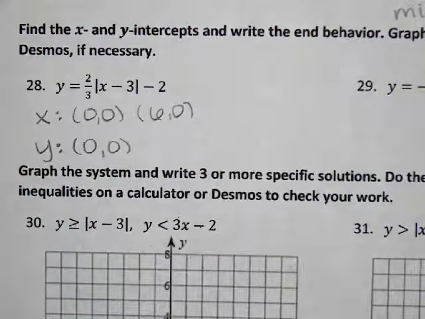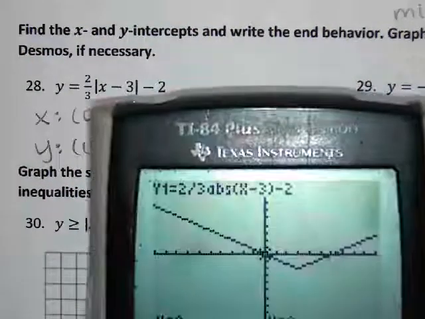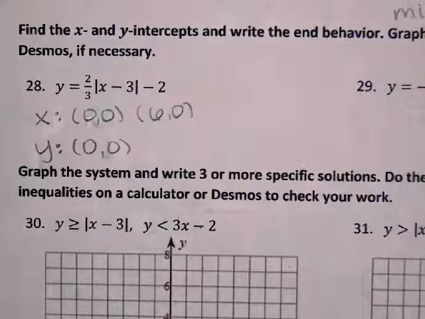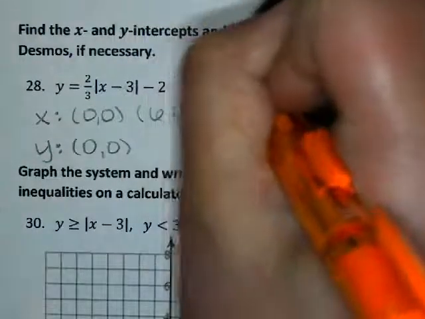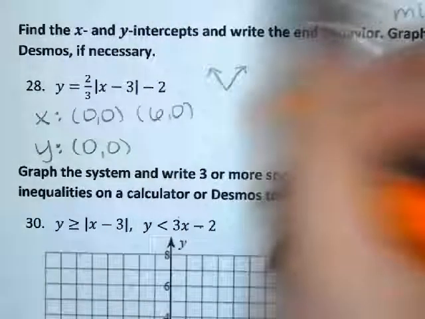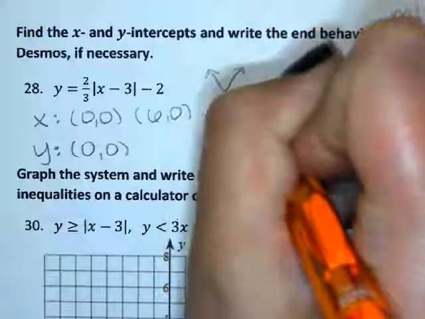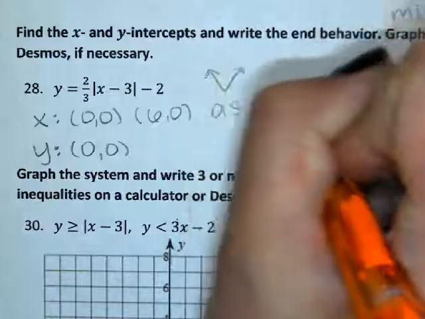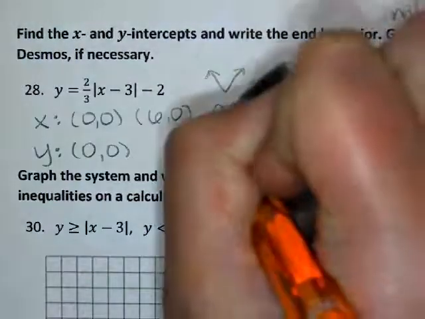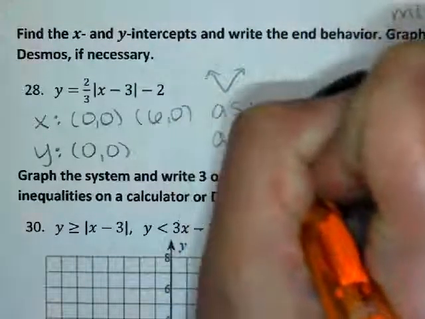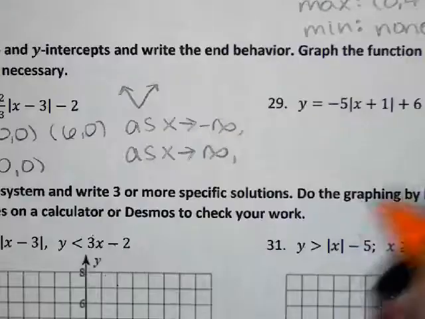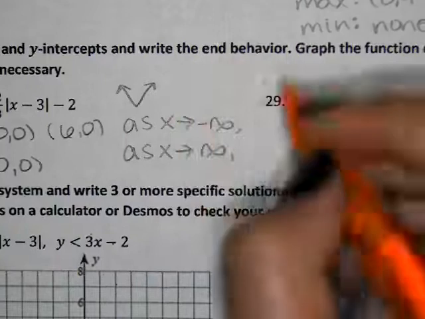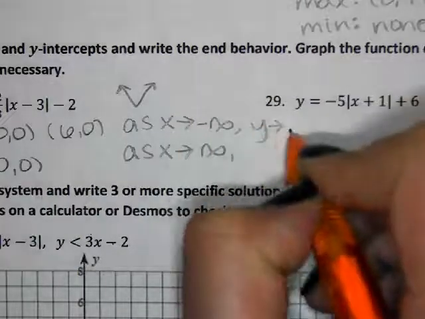Next, we have to have end behavior. So I'm looking at the picture. Oh, yep, that's a V going up. Oh, I can tell from the equation because the coefficient is positive. And so now I have to say, as I look at the left arrow and as I look at the right arrow, are those arrows going up or are those arrows going down? They're both going up, so y goes to positive infinity.